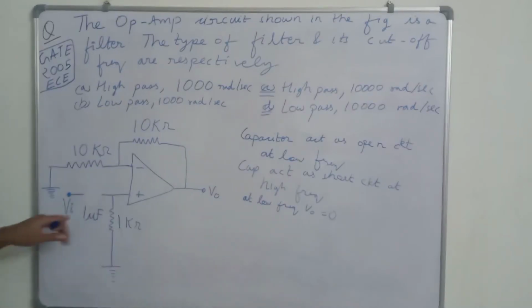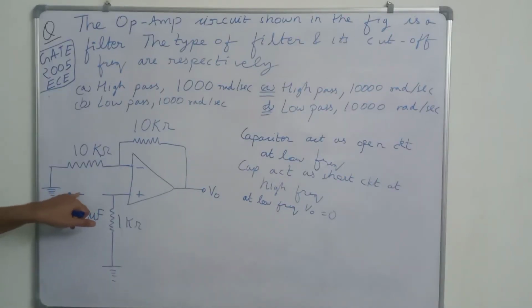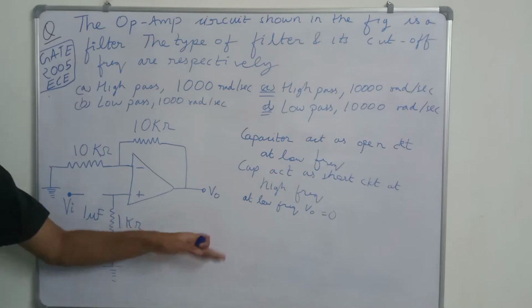Output voltage is 0 because the capacitor got disconnected from the circuit. So there was no input to the circuit. So the output voltage is 0.